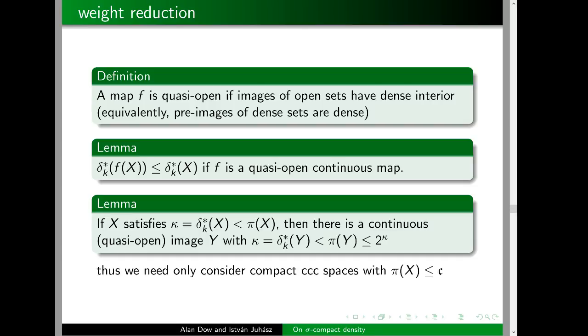So in the countable case, we're looking at compact CCC spaces because delta sub k was bigger than or equal to cellularity. So we're asking, is there a compact CCC space with pi weight bigger than or equal to c? Because of this lemma, it is enough to look at pi weight at most c. So we can assume the pi weight is at most c and that it's compact CCC.